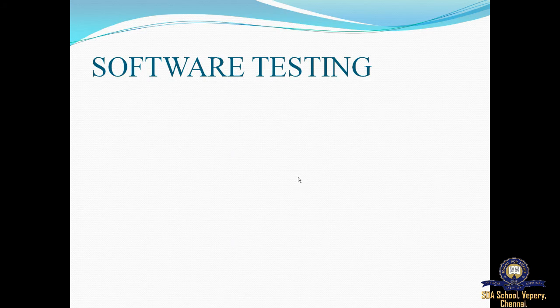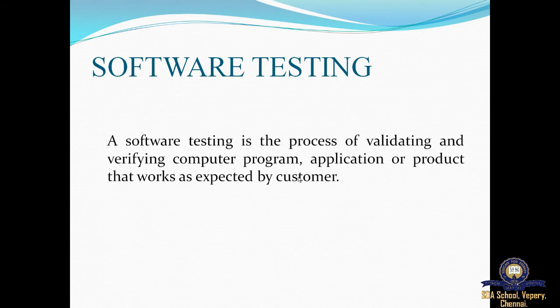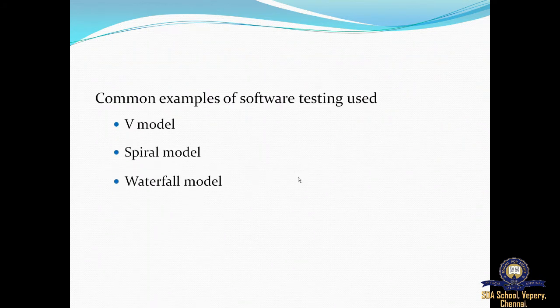The definition of software testing is the process of validating and verifying a computer program, application or product so that it works as expected by the customer. A customer gives some requirements. Based on those requirements, a tester is going to test, verify, and validate whether it meets the need of the customer. That is your software testing. Some examples for software testing are the V model, spiral model and waterfall model. These are not explained in detail, we just need to know the headings or examples of software testing. That is enough.